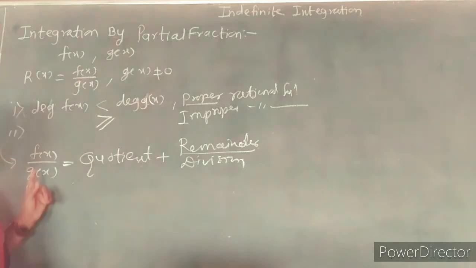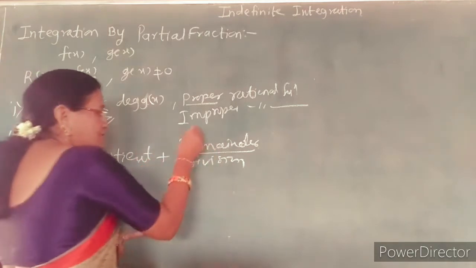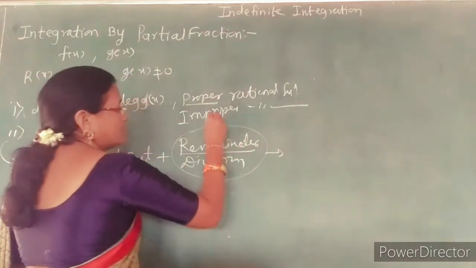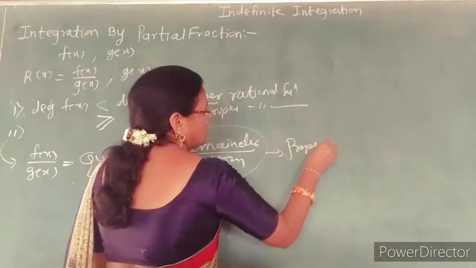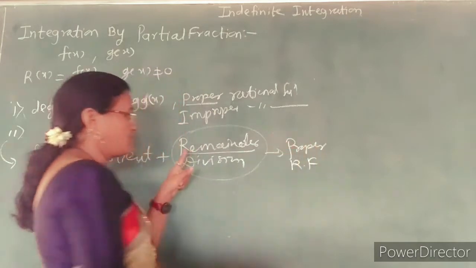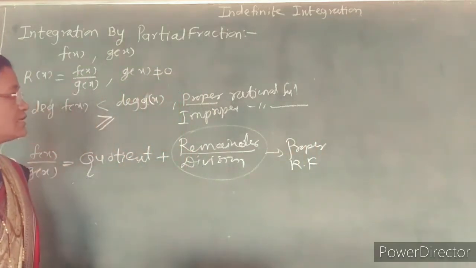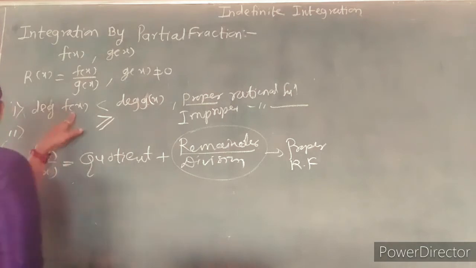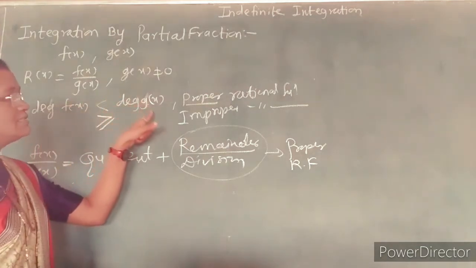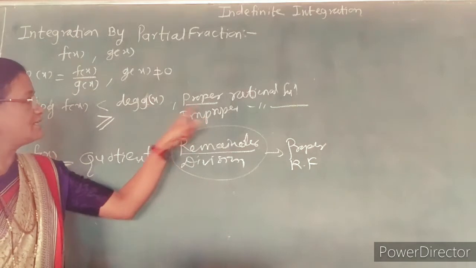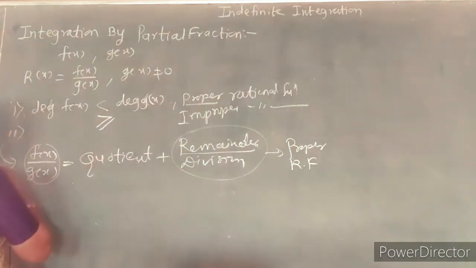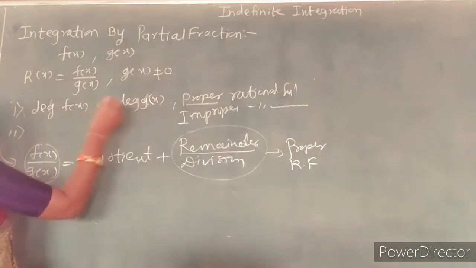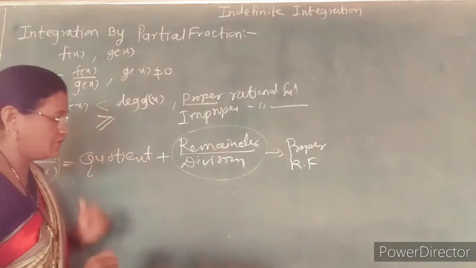So, when we take the integration of such a rational function, we find the integral of the quotient separately, and the remaining part becomes a proper rational function. Therefore, to integrate, with degree of f(x) less than degree of g(x), this proper rational function can be integrated. For an integral where the degree of f(x) is greater than that of g(x), we take actual division.